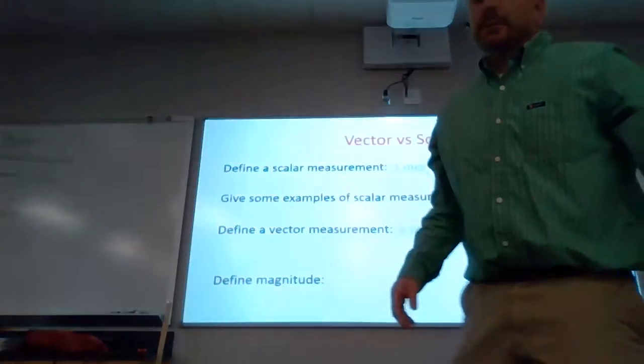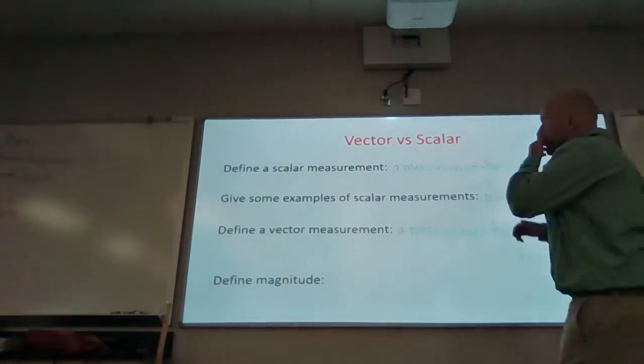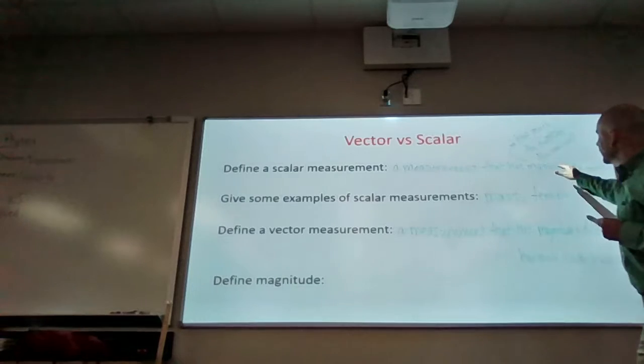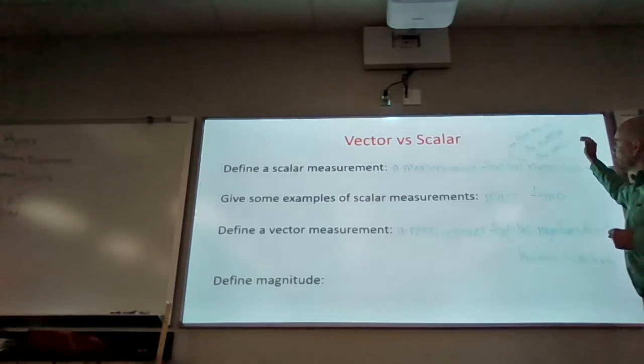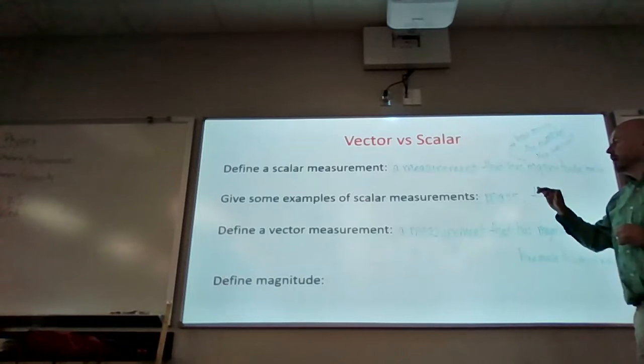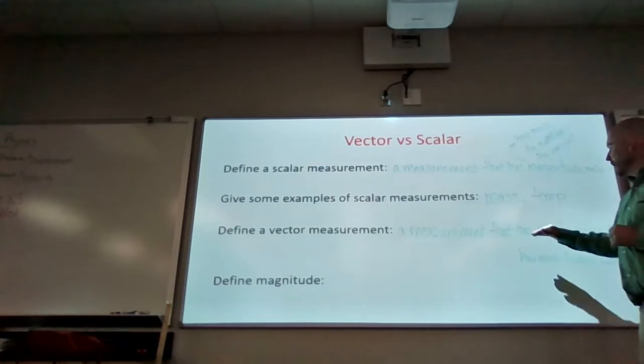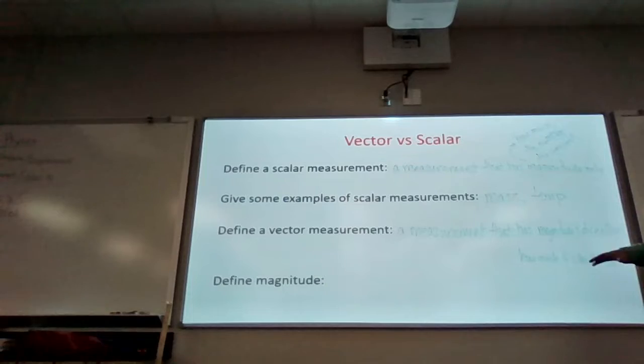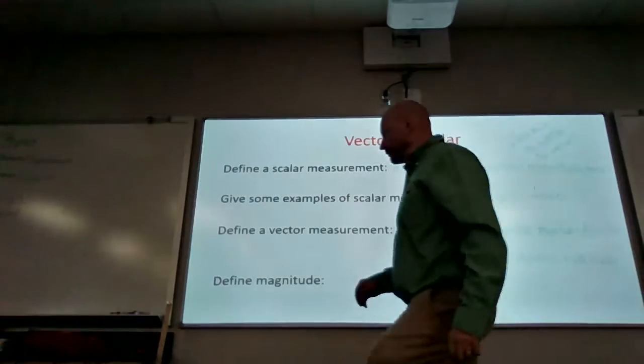Okay, so a scalar is a measurement that has just magnitude. Magnitude is how much, the number or the amount. Some examples of scalar: mass, temperature. Example of a vector is a measurement that has both magnitude and direction. So it's how much and in which direction.